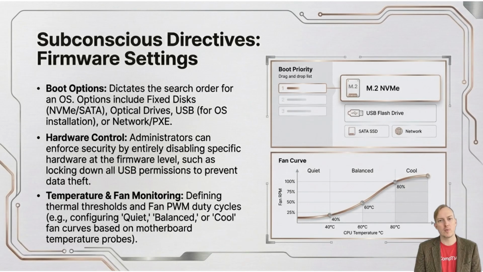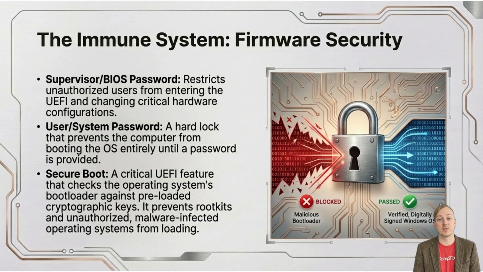Once inside the firmware, you can set your directives. You can change the boot priority to dictate the search order for the OS, prioritizing an NVMe drive, a USB flash drive, or a network boot. You have hardware control, allowing administrators to completely disable hardware like USB ports to prevent data theft. You can also monitor temperatures and define fan curves, ensuring the fans speed up to balanced or cool speeds when the CPU gets hot. The firmware also acts as the immune system.